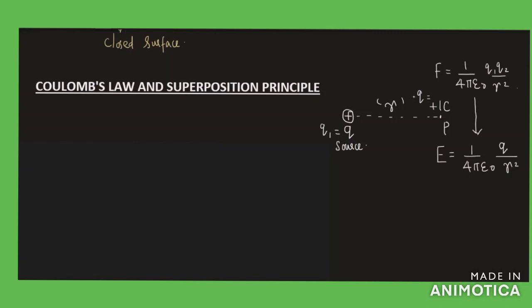Now, if we have two source charges, say plus Q1 and another charge plus Q2, and we need to find the electric field at a point P, we can do so by combining Coulomb's law and the superposition principle. The charge Q1 generates an electric field at point P in this direction. Let's name this electric field E1. The charge Q2 also generates an electric field at point P, which points in the outward direction, away from the positive charge.